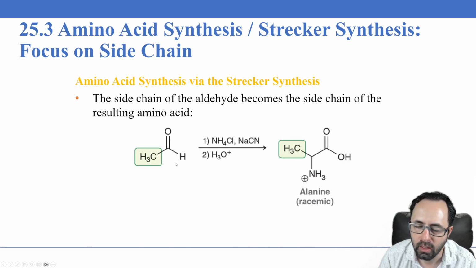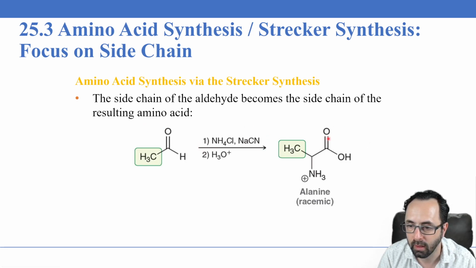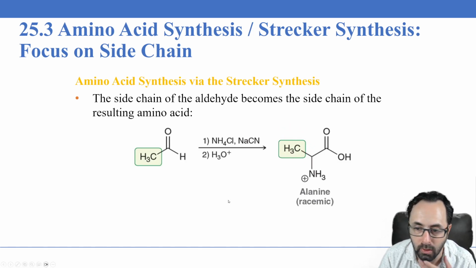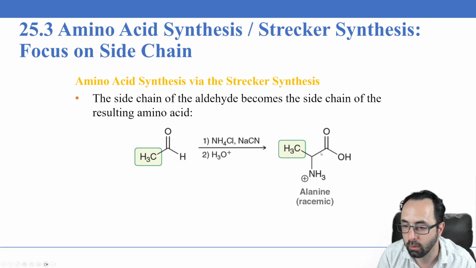So for example, if we take ethanal, the side chain is a methyl group, and when we introduce the amino group and the nitrile group and then hydrolyze to get the carboxylic acid, this methyl group that was there is still going to be there. And so this is going to be the amino acid. In this case, from ethanal, we would make alanine, and the side chain would be the methyl group. Here again, we have the amino group on the alpha carbon next to the carboxylic acid.